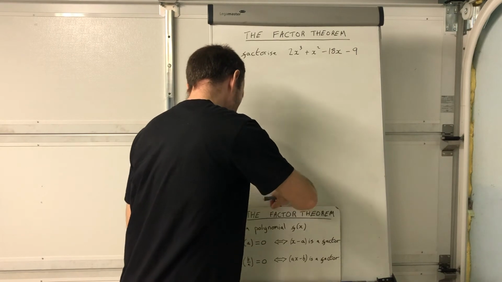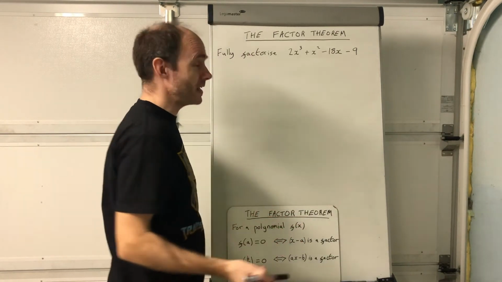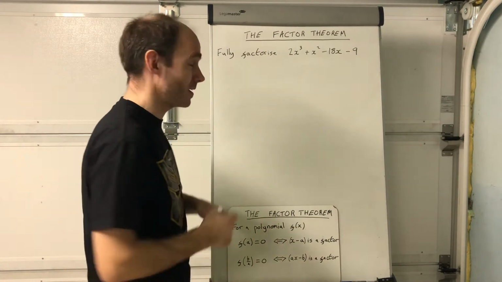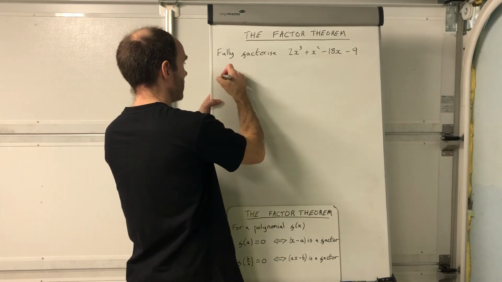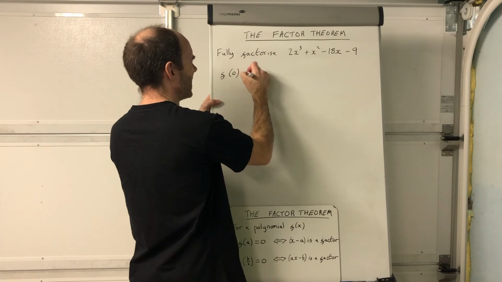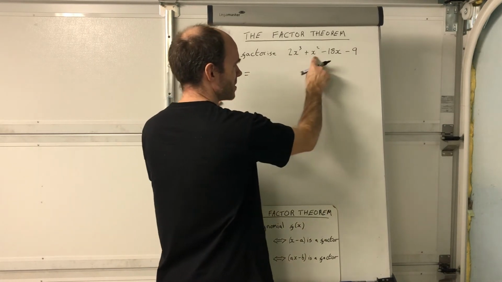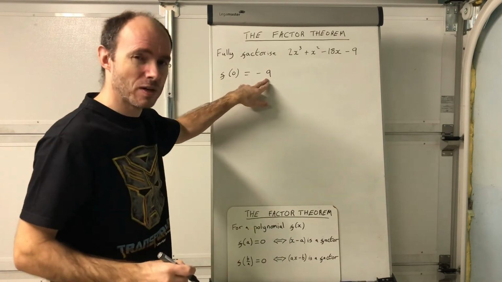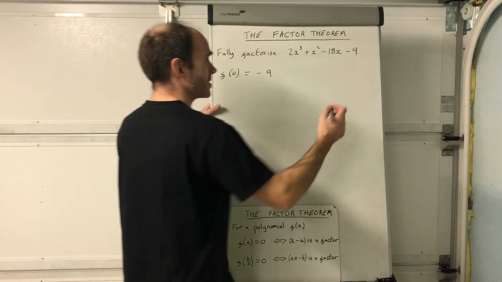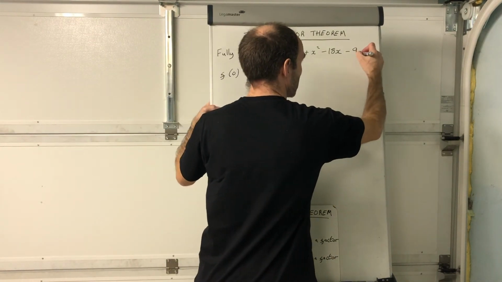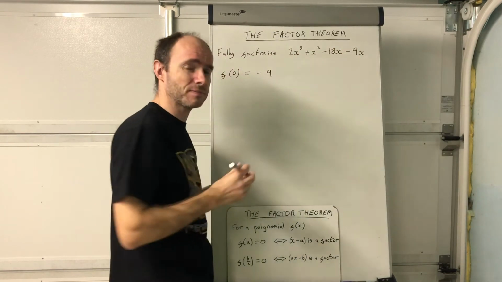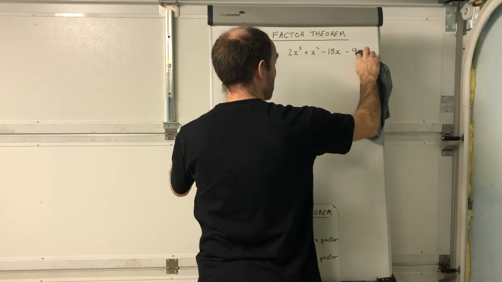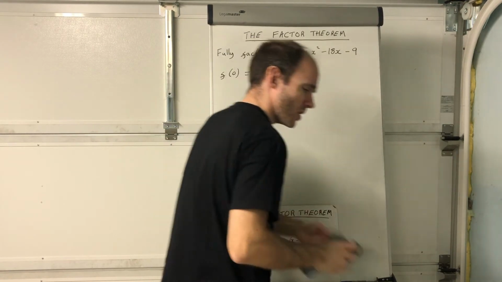Okay, so what we need to do, essentially, is to try out different values of x and see what happens. Let's start off with an obvious one. f of 0, clearly it's not 0, is it? 0, 0, 0, negative 9. However, if that turned out to be 0, then x would be a factor. You see, x is obviously a factor, and that would be a nice simple one to do. But it's not. Let's try another simple number.